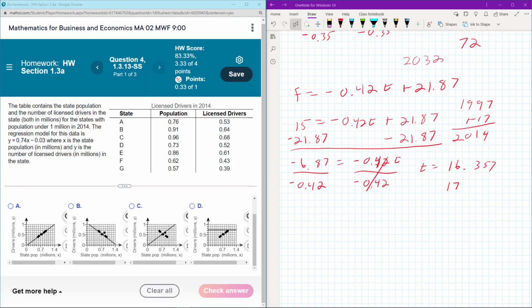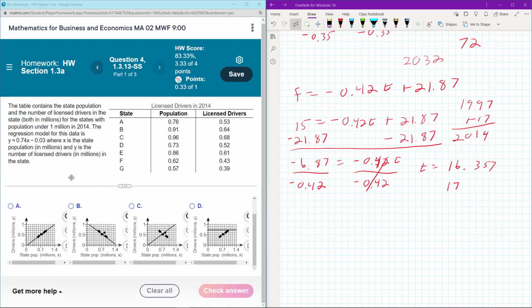Okay, so this is the last problem in Homework 1.3a, and here we have a table that consists of the state population and the number of licensed drivers in millions for a collection of states, or at least for the states with a population under 1 million. And they created a regression model, and it is basically y is equal to 0.74x minus 0.03, where x is the state population in millions and y is the number of licensed drivers in millions for the state.